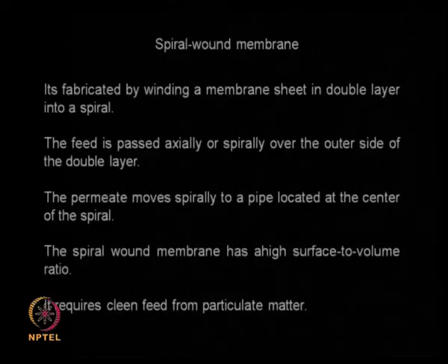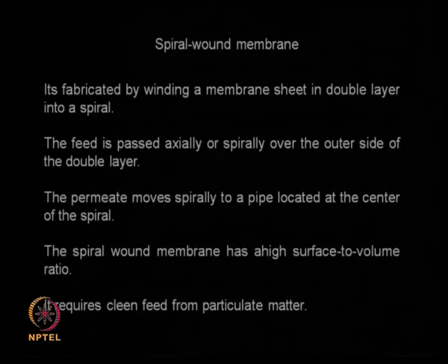And another design is your spiral wound membrane. So how do you do it? You have a fabricated wound of a membrane sheet in double layer into a spiral. So you get it like a spiral. The feed is passed axially or spirally over the outer side of the double layer, okay. So the permeate also moves spirally to a pipe located at the center of the spiral. So liquid flows in a spiral manner, so we get a very large surface to volume ratio.